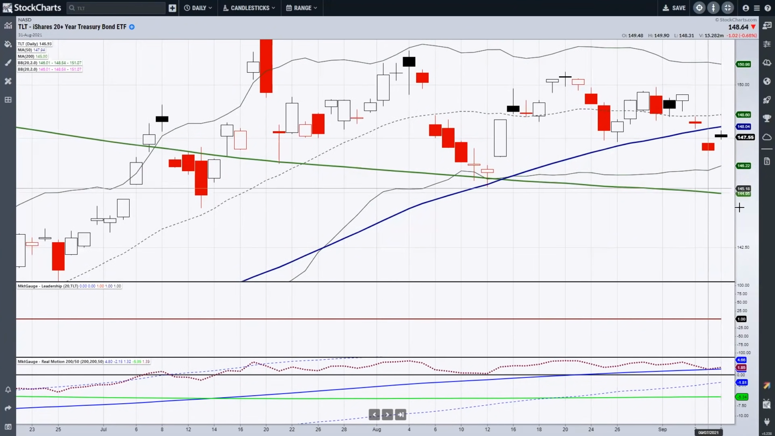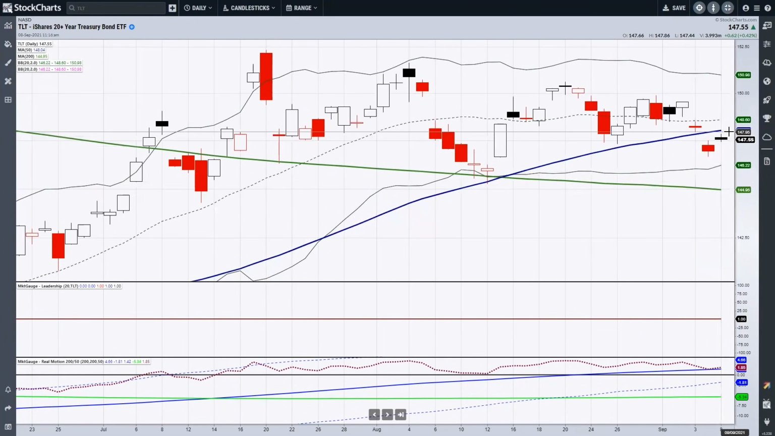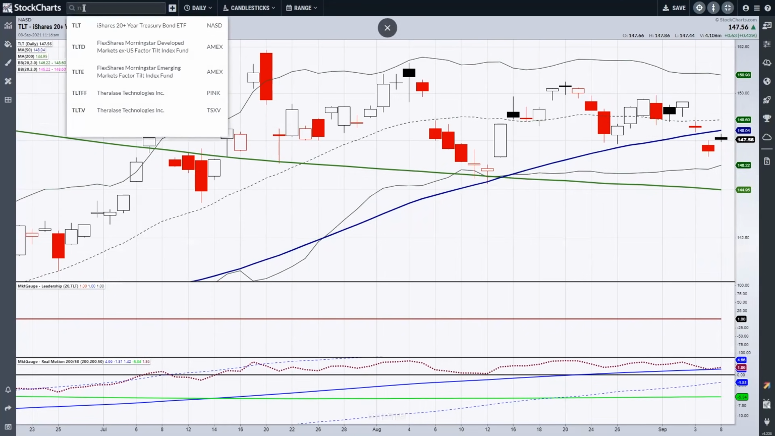But nonetheless, this would be a real key, because if we start to see this back over 148, especially 148.60, and then confirm back over that 50, especially if momentum continues to behave, that might send the signal to the market. Don't worry, because the Fed's still there. They're not going anywhere, which leads me to junk bonds.